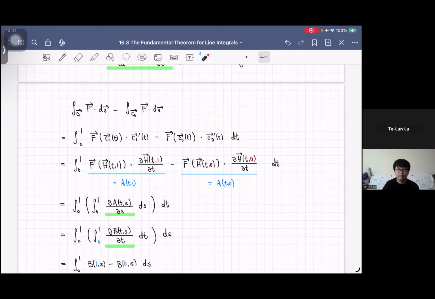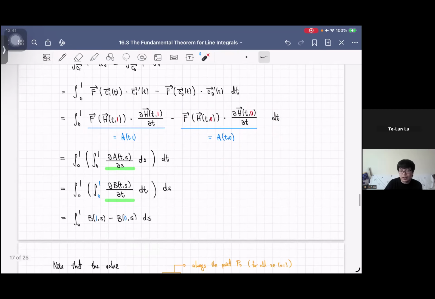However, by construction of that homotopy, basically we have that this guy is H(t,1), right? And this guy is H(t,0). The same thing happens here because C1(t) is simply H(t,1). So we have the partial differentiation of this guy with respect to t and a partial differentiation of this guy with respect to t. And you can see my blue line here, this guy gives us a(t,1) by definition, and this guy gives us a(t,0) by definition.